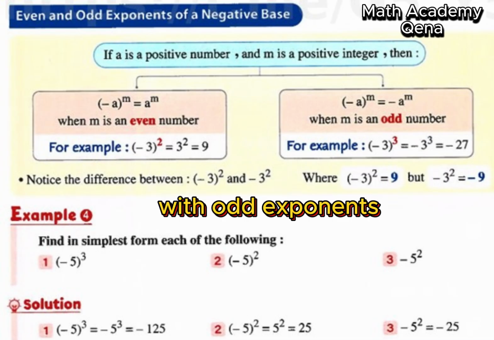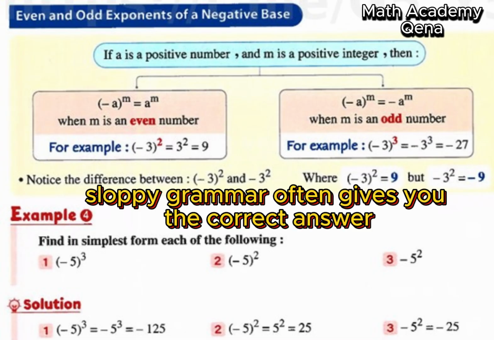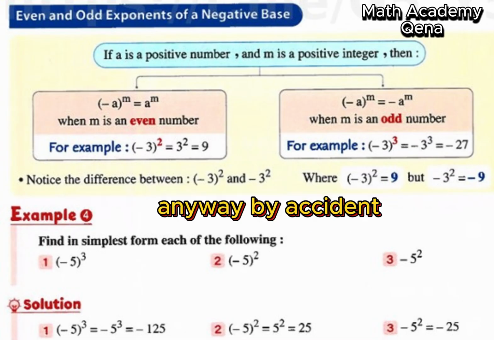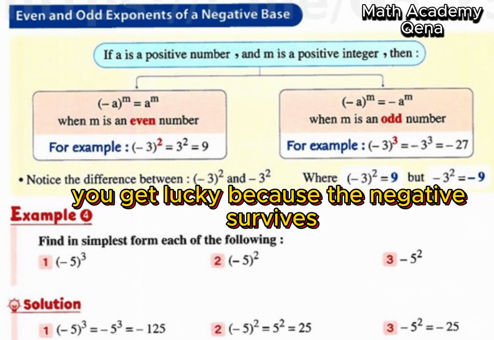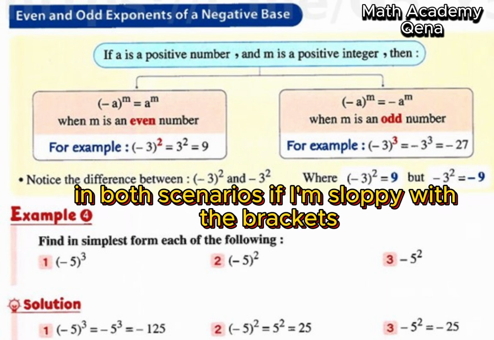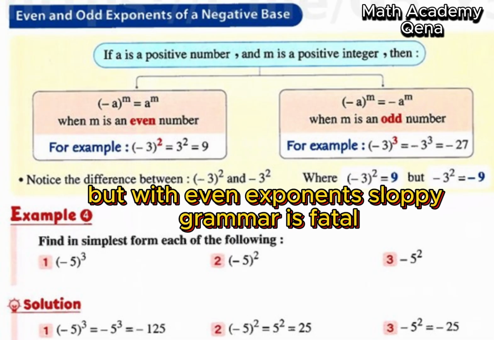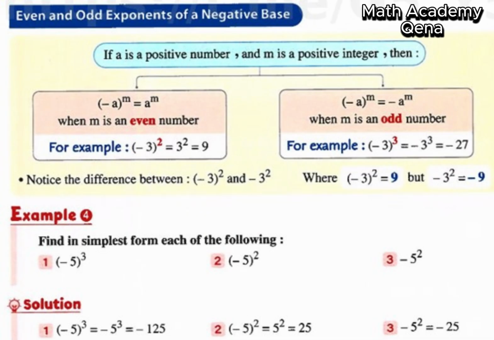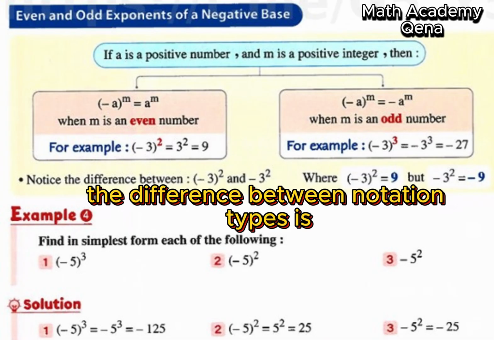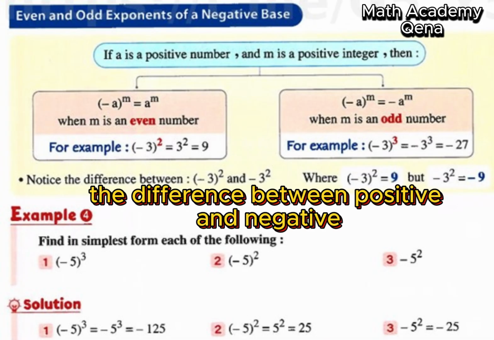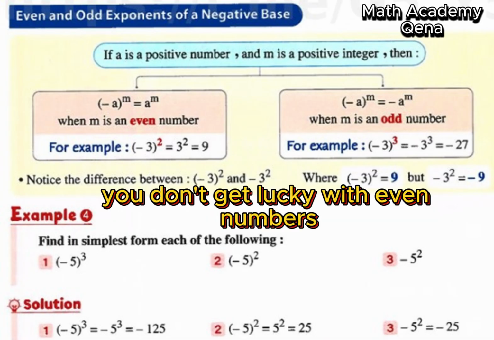With odd exponents, sloppy grammar often gives you the correct answer anyway by accident. You get lucky. Because the negative survives in both scenarios. If I'm sloppy with the brackets, the universe forgives me because it's an odd number. Exactly. But with even exponents, sloppy grammar is fatal. The difference between notation types is the difference between positive and negative. You don't get lucky with even numbers.